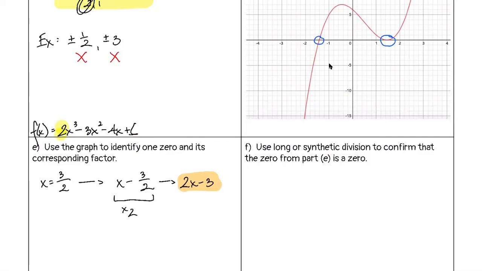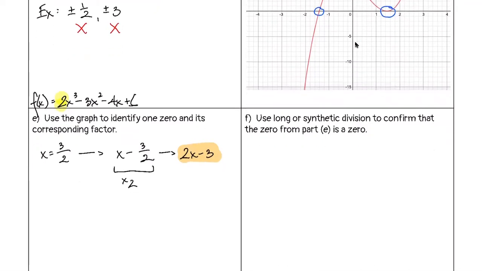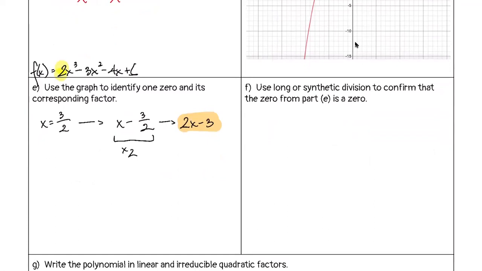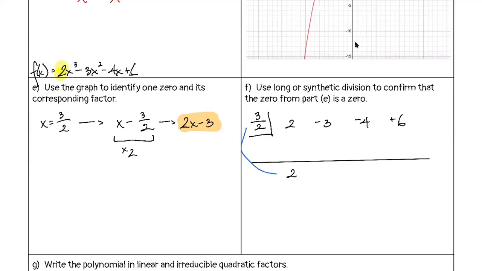All right. So now for some fun times doing synthetic division with a fraction. Woohoo! 3/2 goes in the corner. My coefficients are 2, -3, -4, and a +6. We drop a line after we've skipped a line, okay? That 2 comes straight down, and now I need to multiply. And yes, these are fractions, and I expect you to be able to multiply fractions, right? So 3/2 times 2, what does that give us?